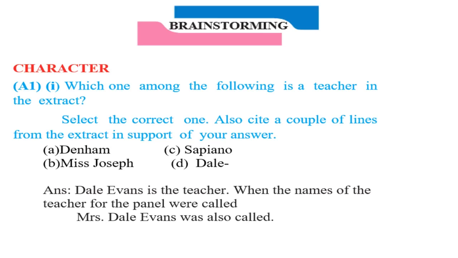So first question, first activity is: which one among the following is a teacher in the extract? Four options are given there: Denham, Miss Joseph, Sapiano and Dale. As you know the story now, you can understand that Dale Evans is the teacher, and you have to write a couple of lines in support of your answer. You can see that line: when the names of the teachers of the panel were called, Mrs. Dale Evans, this name was also called. So the reason is given.